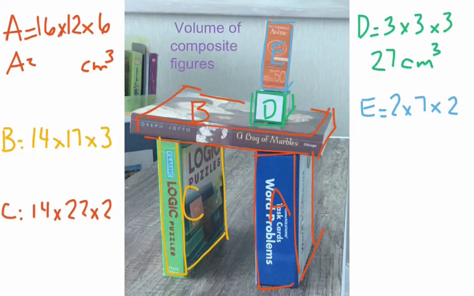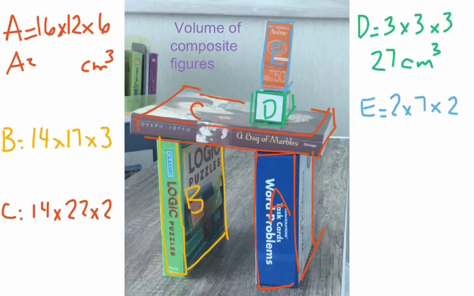So I know that, for example, figure A right here is 12 times 16 times 6 centimeters. Figure B is 14 times 17 times 3. That was figure C, not figure D. Sorry, my bad. So I'm going to actually change this because I made a mistake. So this is B now, and this one's going to be C. I just did the wrong thing. There we go. Fixed. So figure C is 14 by 22 by 2. Figure D is a cube, so it's 3 by 3 by 3. And figure E is 2 times 7 times 2.